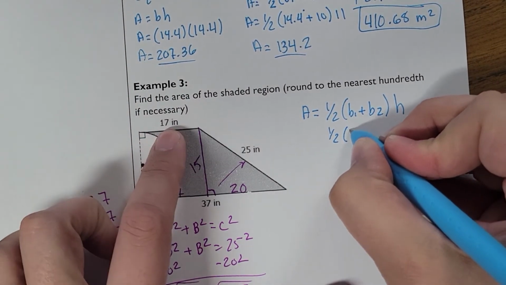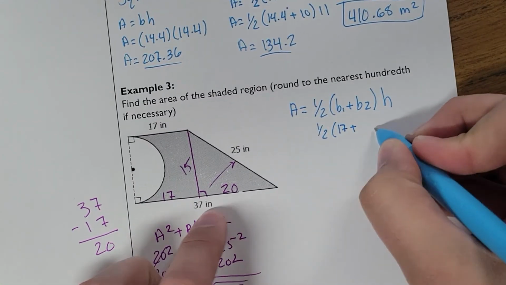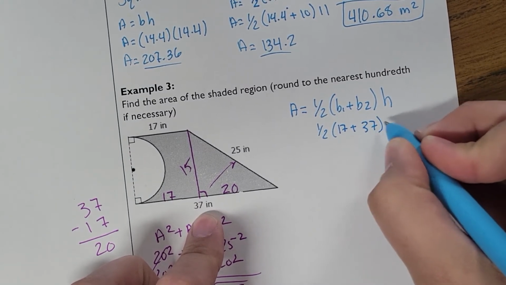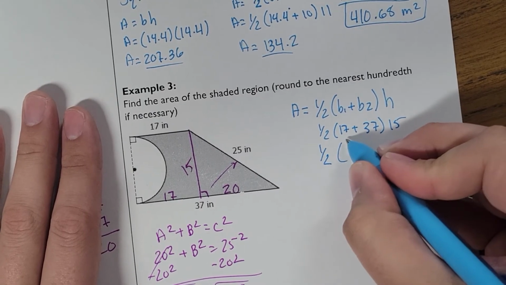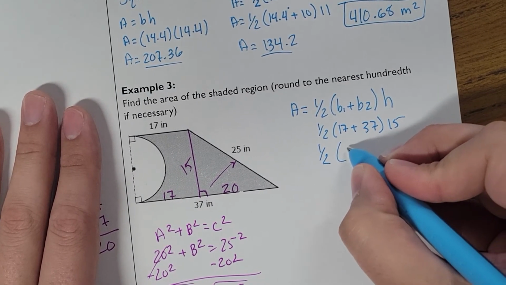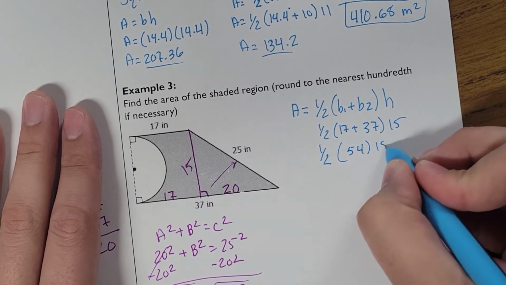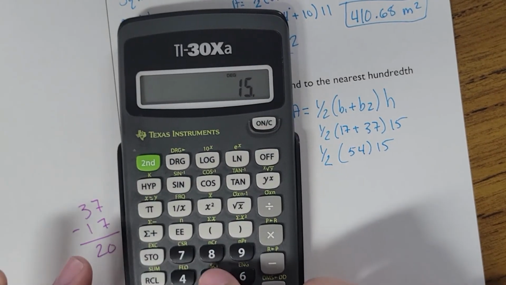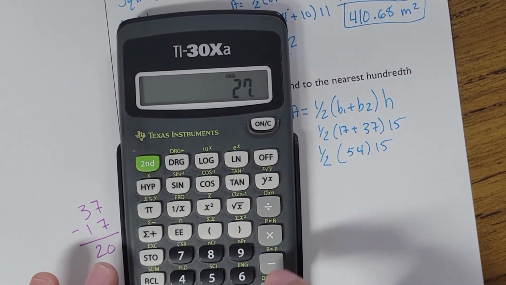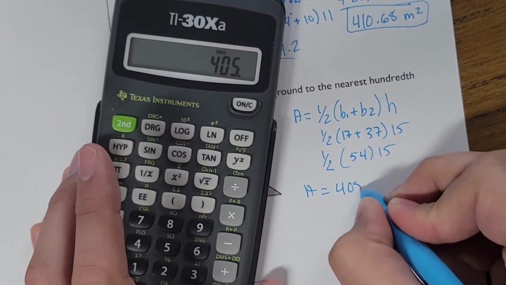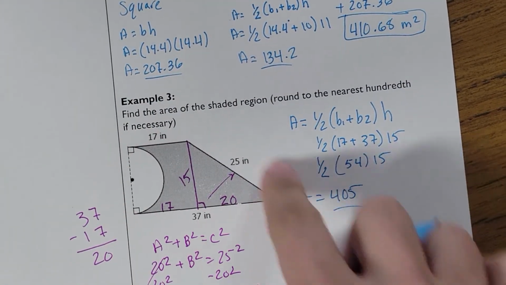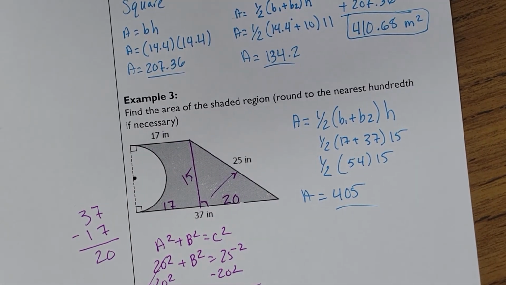Base 1 is the 17 on top. Base 2 is the full 37 on the bottom, and the height is 15. So 1/2, that's going to be 17 plus 37 is going to be 54 times 15. Let's see, so 54 divided by 2 times 15. I get area equals 405. So that's the area of this full trapezoid, but again, we have that semicircle being cut out.